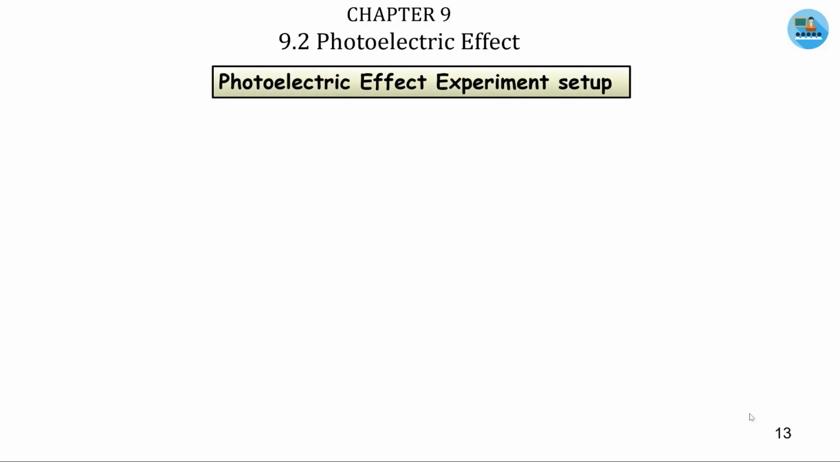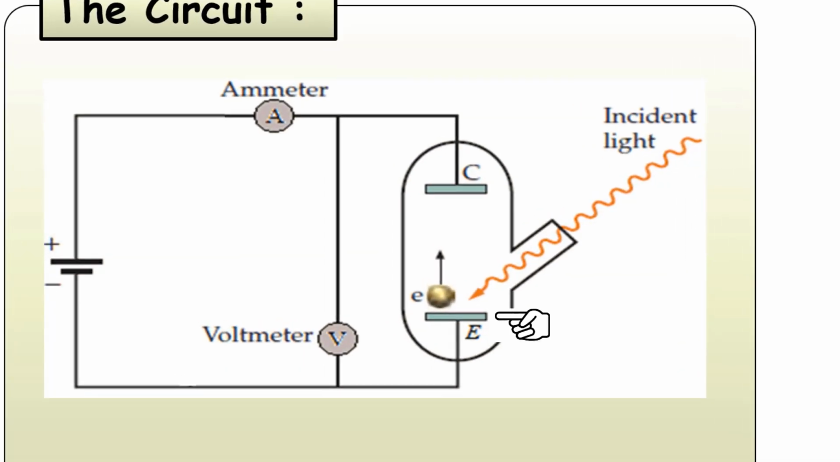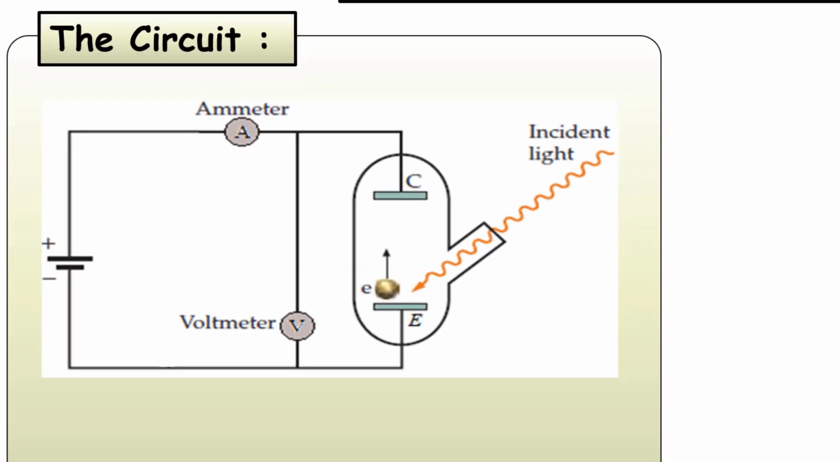This is the setup of the photoelectric effect experiment. We have E as the emitter, which is the metal with the work function W0, a collector C that is connected to the positive terminal of the dry cell, an emitter, and a voltmeter.